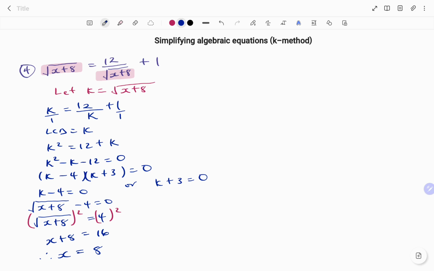On the other side, replacing my k, I have root of x plus 8 plus 3 equals 0. I have root of x plus 8 equals minus 3. To get rid of my square root, I square both sides. I'm left with x plus 8 equals minus 3 squared. That will give me positive 9. So therefore, taking 8 to the other side, x equals 9 minus 8, which is 1.